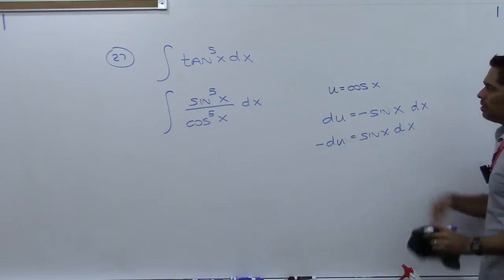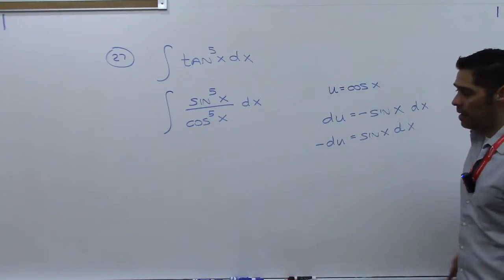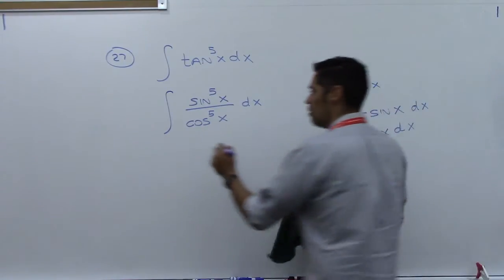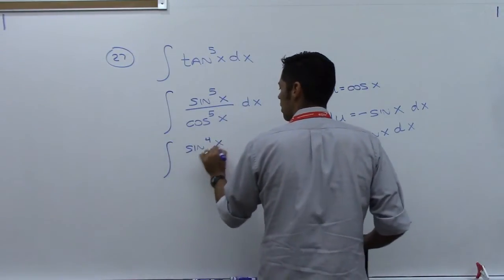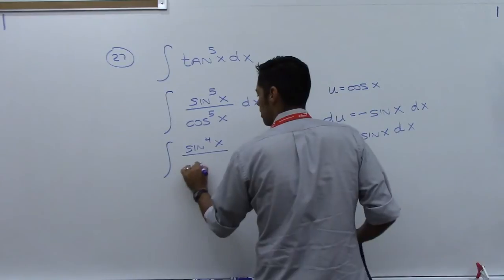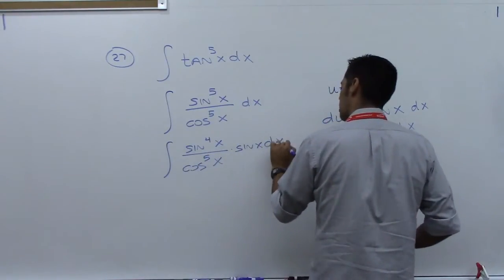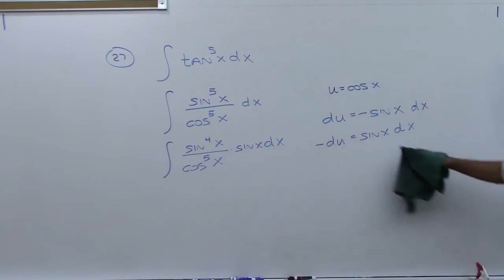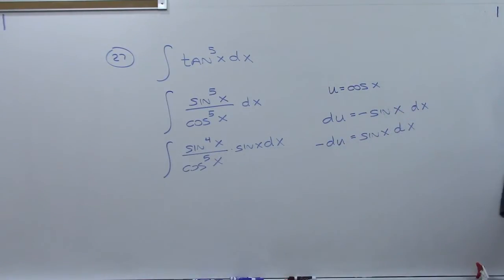So if I let u be cosine, the bottom, then the derivative I have up top, but I actually have 5 factors of it. So I'll just peel one of the factors off. That'll leave me sine to the 4th x on top, cosine to the 5th still, and then here's that one factor of sine that I peeled off. And you notice that factor I peeled off right here can be replaced with du.